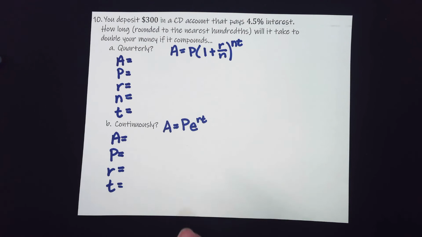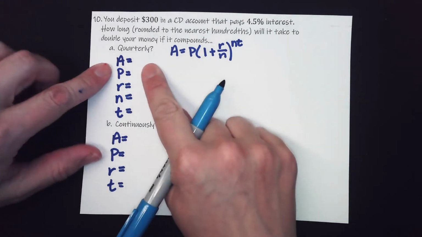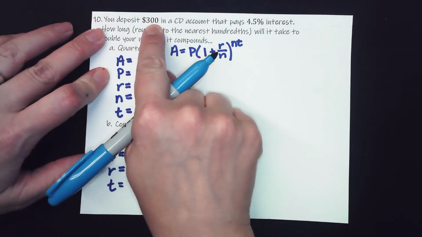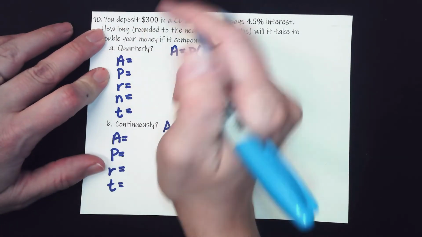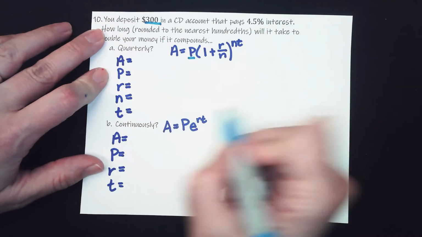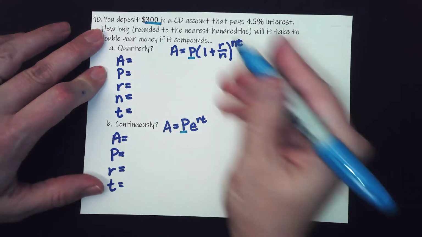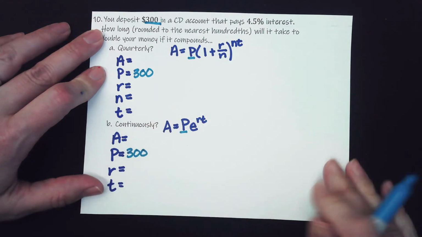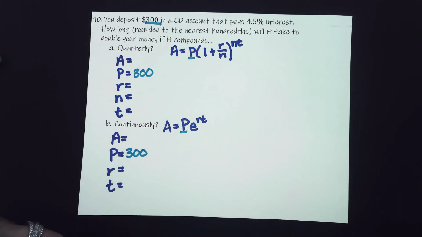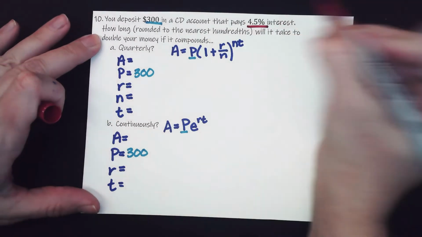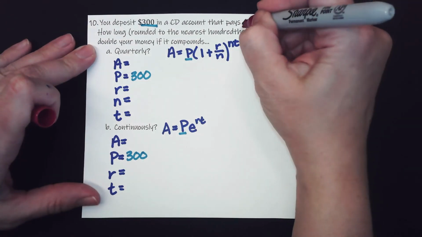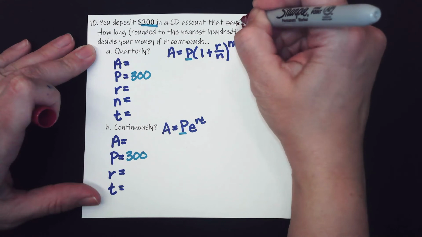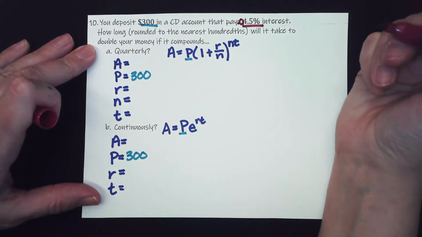Okay. All right. So back to the quarterly problem. Let's see what we have. First off, you deposit $300. That is our principal. That's the principal in both of these equations. So I know this is 300. Okay? And it pays 4.5% interest. Now we have to write interest as a decimal, so you have to move the decimal place over 2 spots. Okay, and that's our rate.